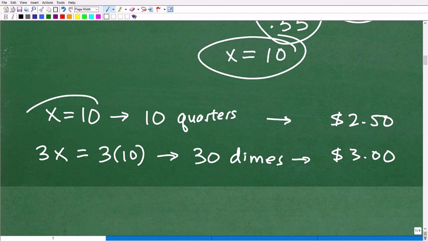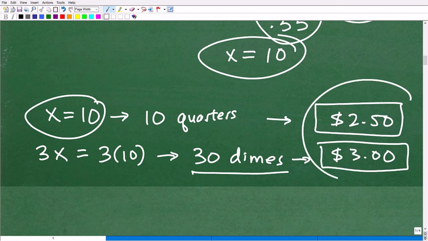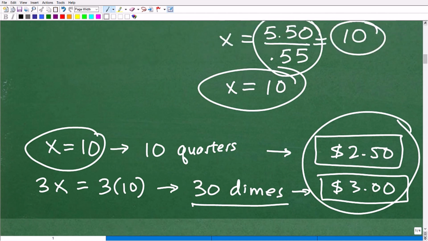So let's go down here. x was the number of quarters, so we have 10 quarters. 10 quarters is how much in monetary value? That would be 10 times 0.25, or $2.50 worth of quarters. But you have 3 times the number of quarters in dimes. What we're saying here is we have 30 dimes, and in monetary value, 30 dimes is equal to $3. If you add this together, we get back to our 550, and that's what we have in total.